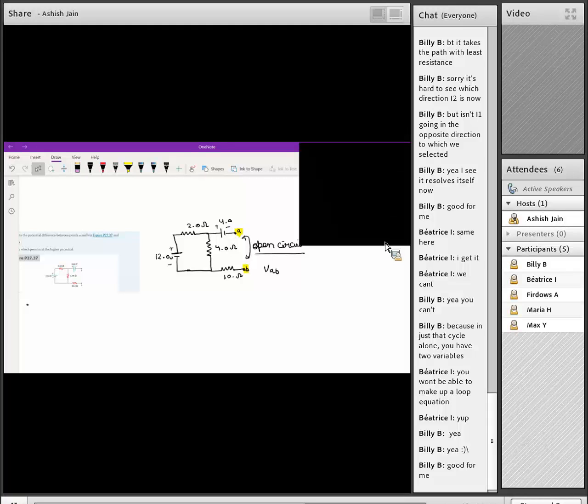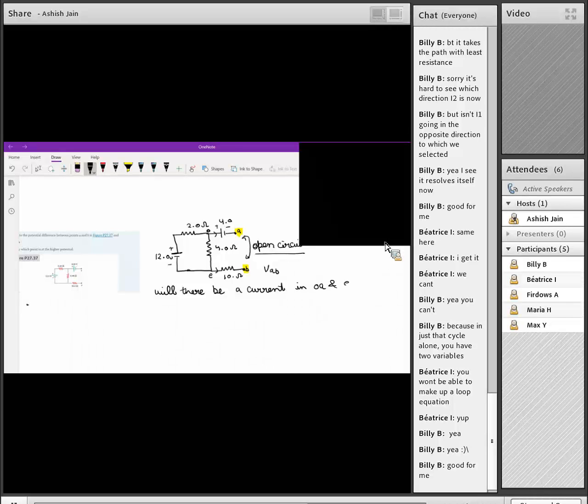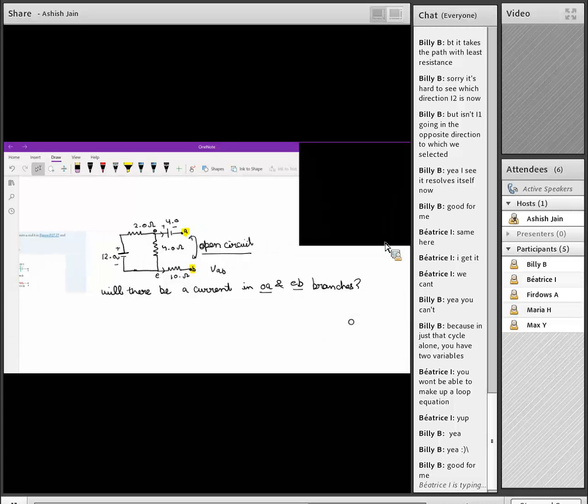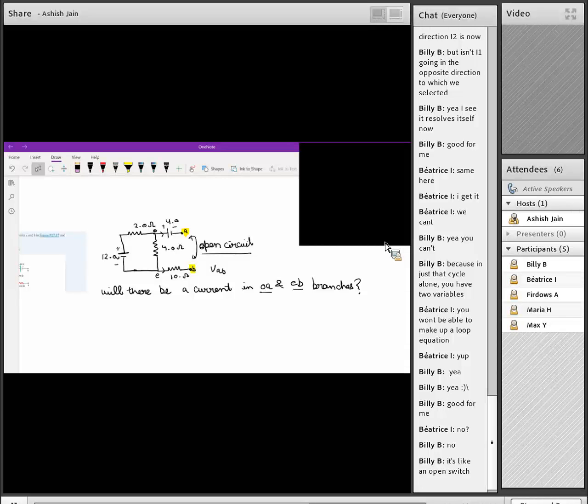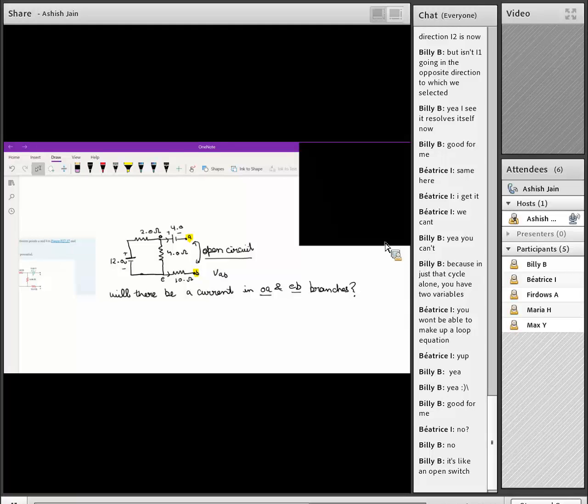Now, tell me what happens when the circuit is open. Would there be any current in this branch and in this branch? How many of you think there will be current in this branch? And how many of you think there will be no current in this branch? In these two branches, branch A and branch B, from point O, E to point. So, will there be a current in the OA and EB branches? Yes, perfect.